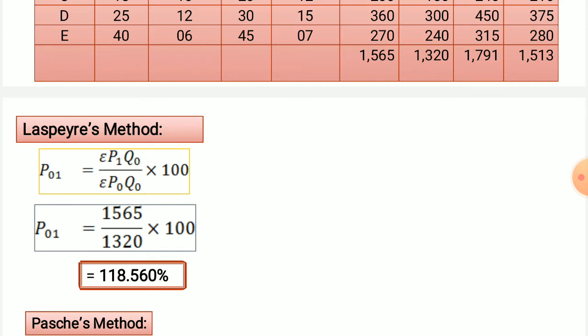P01 is equal to sigma P1 Q0 divided by sigma P0 Q0 into 100. Sigma P1 Q0 is 1565 divided by sigma P0 Q0 1320 into 100. Then we get 118.560%. This index number shows that the prices of all the commodities have increased by 18.56% in the current year as compared to the base year.